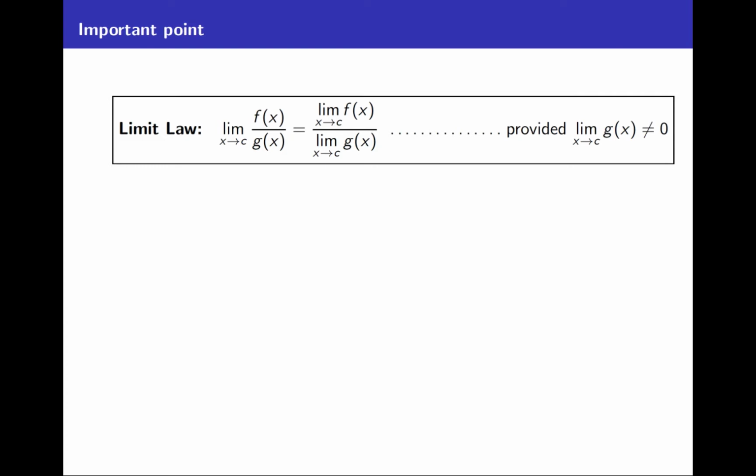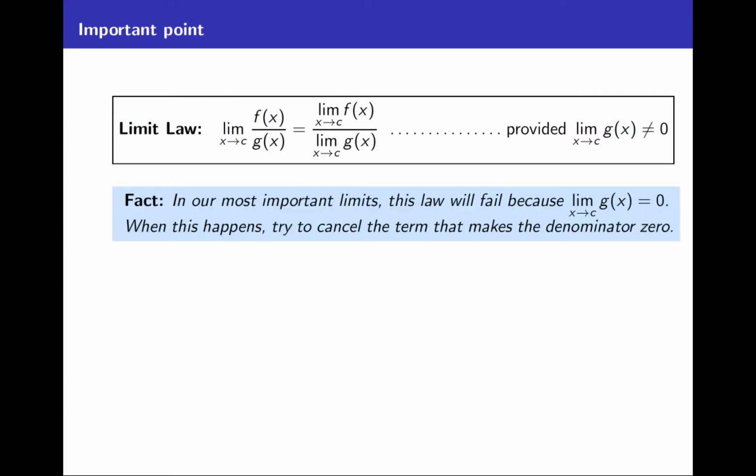We come to the most important point of today's lecture, and it concerns the limit law. The limit as x goes to c of f of x over g of x is the limit as x goes to c of f of x divided by the limit as x goes to c of g of x, which holds provided that the limit as x approaches c of g of x is not 0. You will find in this course that you will need to apply this limit law many, many times for important limits. And it's going to be a fact that in our most important limits, this law will fail because the limit as x approaches c of g of x equals 0.